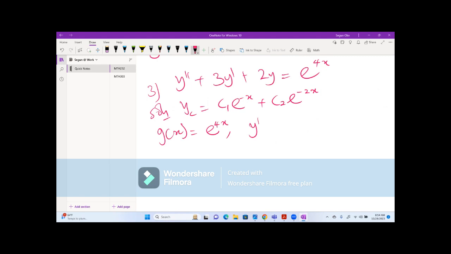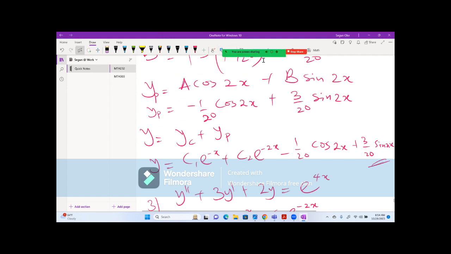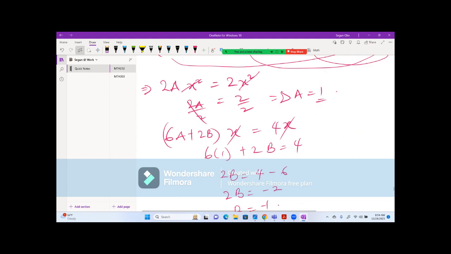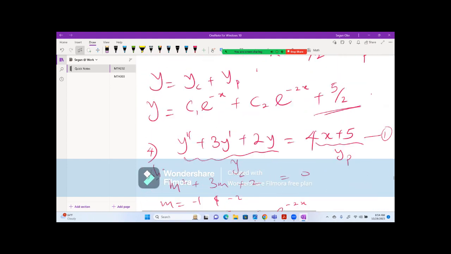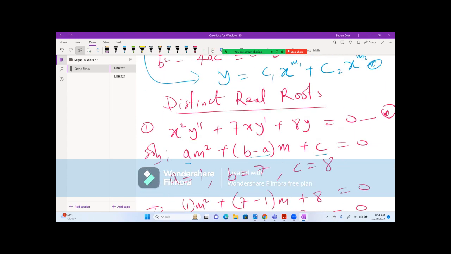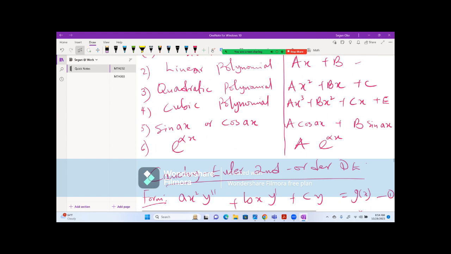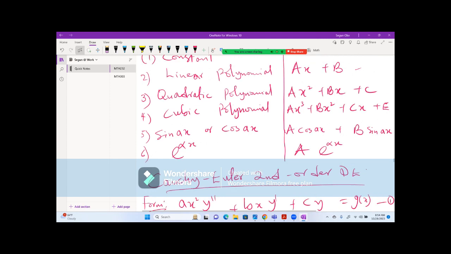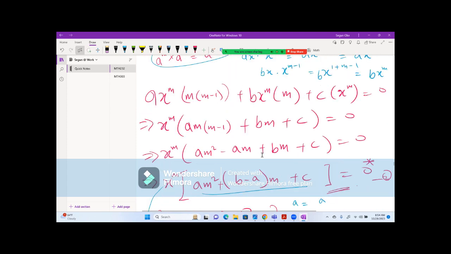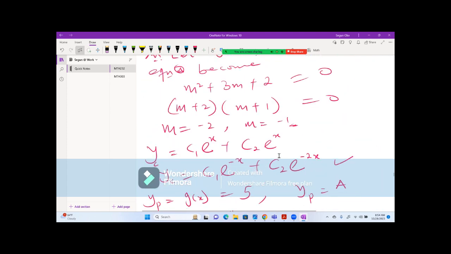Then let's differentiate YP. Our YP will be what? Please look at your note. What is your YP? YP for the exponential is A exponential alpha x. It depends on what alpha is. Alpha can be any value. So in this case, we have our alpha to be 4. So it's going to be A exponential 4x. So let's take note of that.